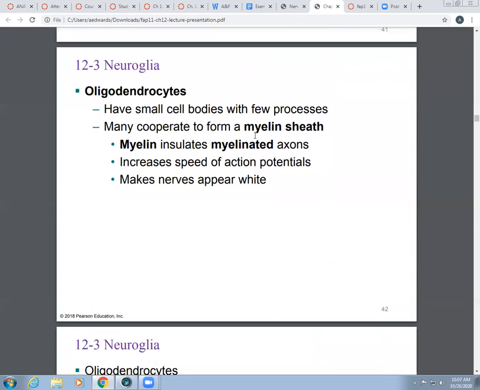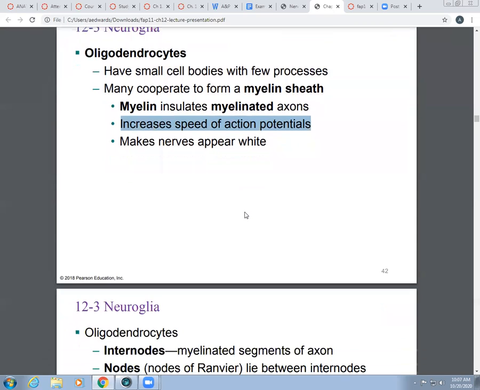Okay, your oligodendrocytes, they form the myelin sheath, insulate your myelinated axons, and that is important because they make action potentials go faster. Okay, so the signal gets sent much faster. Okay, so it gives nerves their white appearance.